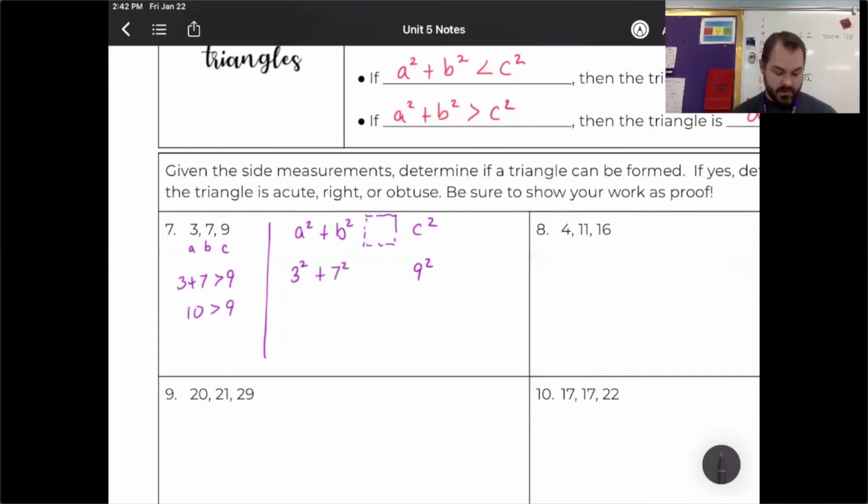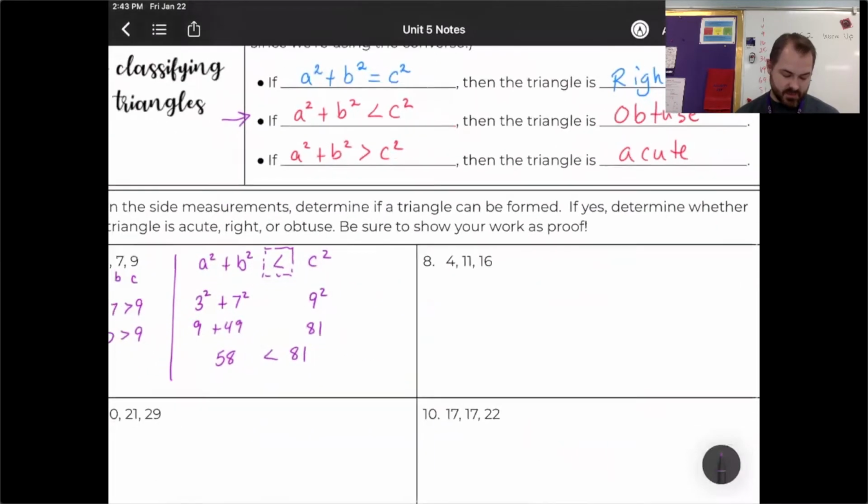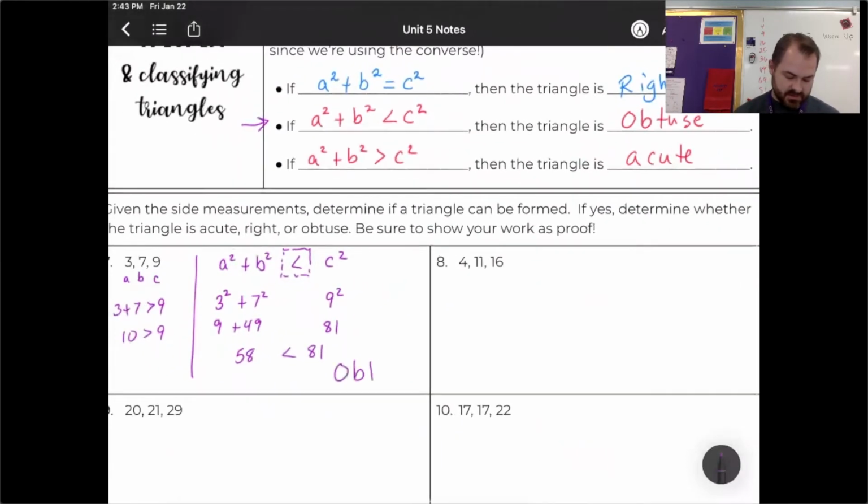right. 3 squared is 9, 7 squared is 49, 9 squared is 81. So when I add the 9 and the 49, that's only 58. 58 is less than 81, right? So a squared plus b squared is less than c squared, which means we're looking at this line, which means it's obtuse. Okay, a squared plus b squared is less than c squared, so this is an obtuse triangle.